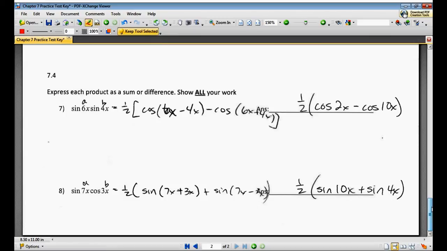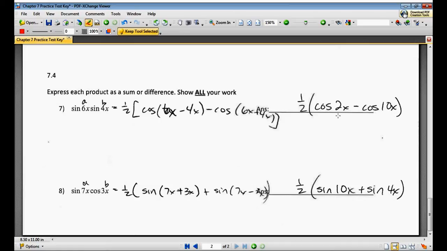7.4. Express each product as a sum or difference. Show all your work. So you have the product of sum formulas. Those were not on your quiz. Those are what you learned after the quiz by just watching the video, and you know that you just need to plug stuff in. So we have A, we have B. We plug it in. A minus B, A plus B. 6x minus 4x is 2x. 6x plus 4x is 10x.